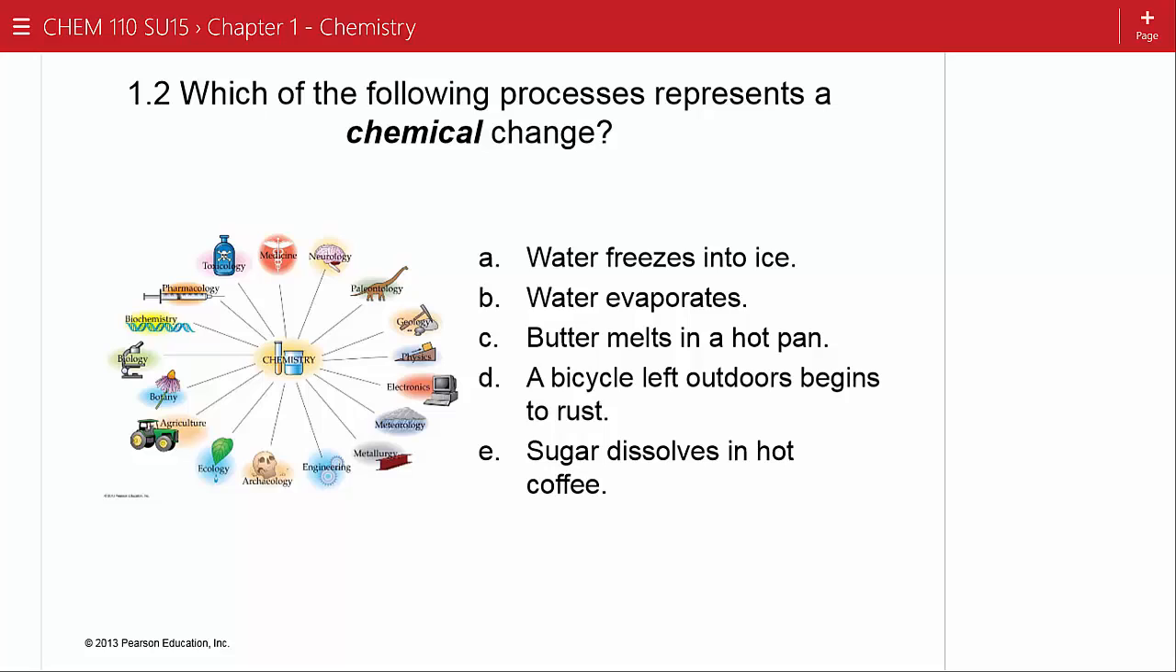Yeah, exactly. So in this case, the bicycle might have iron in it. The iron reacts with air to form rust. So we're actually changing the material of the bike, right? When water freezes into ice, it's still water. It's just in a different form. Same with water evaporating. Same with butter melting and sugar dissolving in coffee. So in this case, this would be the best answer.